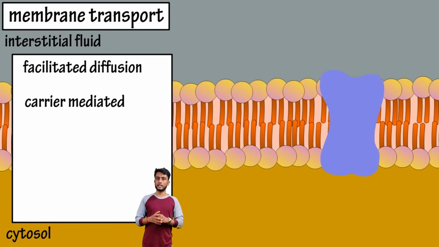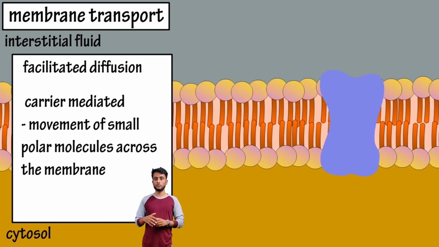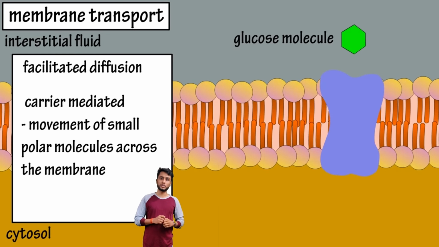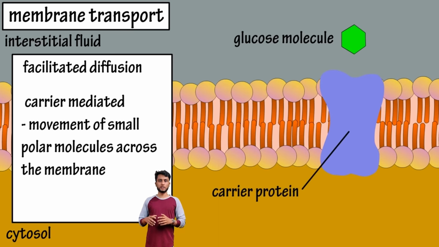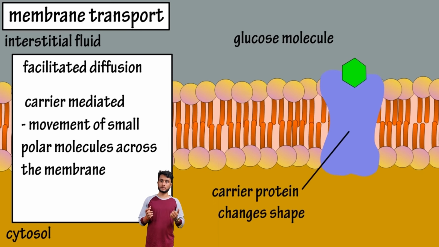On the other hand, carrier mediated diffusion includes the movement of molecules that are small and polar in nature across the plasma membrane. Let's take the example of the glucose molecule. Its transport is accomplished by a glucose carrier. During this transport, the carrier protein changes its shape to transport the glucose molecule from one side to the other.